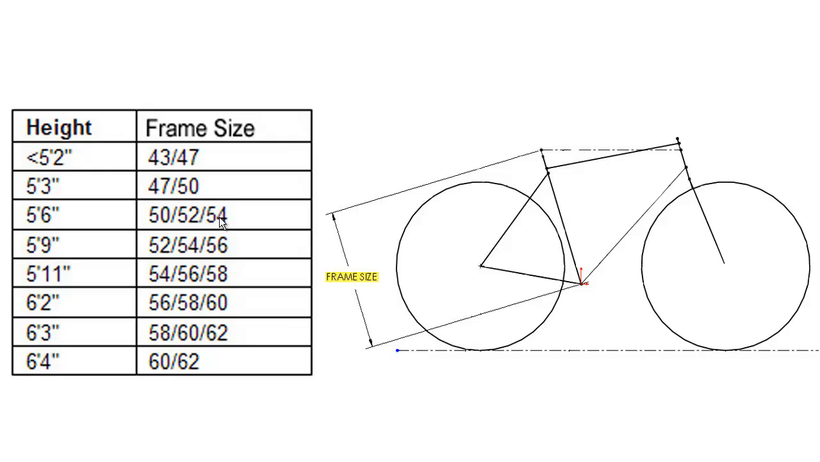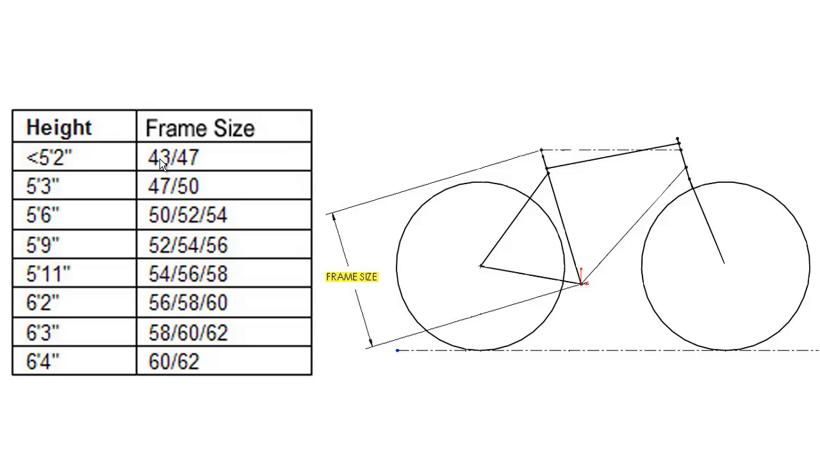So which is going to be the correct one? Here's the answer. If your height matches one of the heights in the chart or is very close, and you have a medium length torso, use this middle column to determine your appropriate frame size. If your height matches one of the rows in the chart and you have a short torso, use the left-hand column, which will give you a smaller frame size.